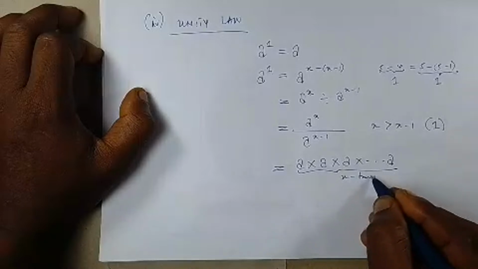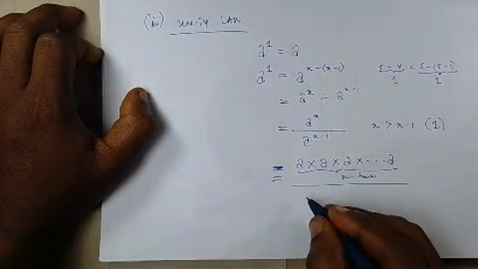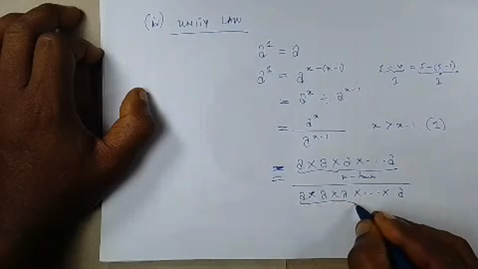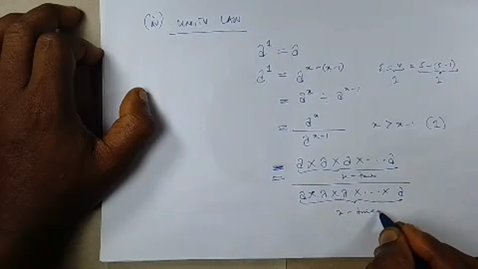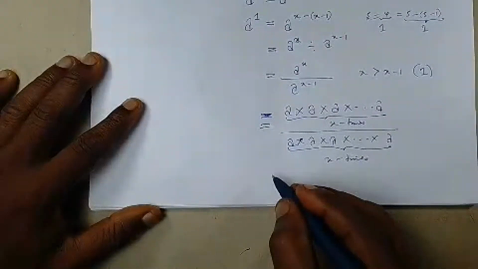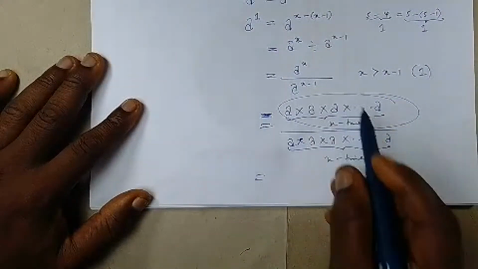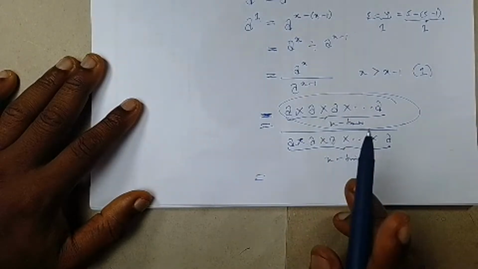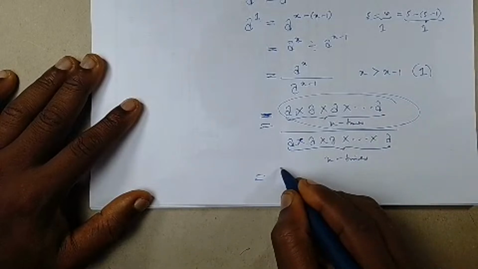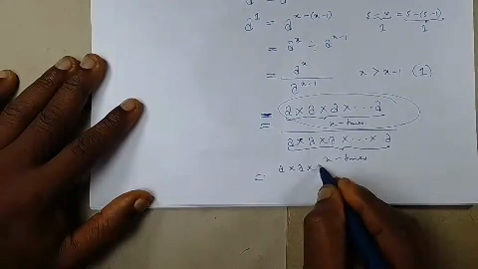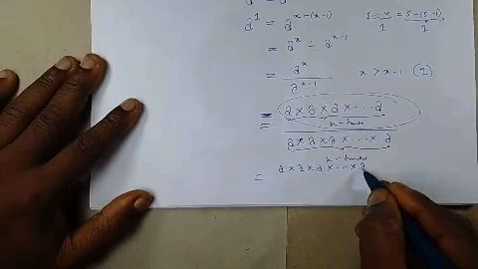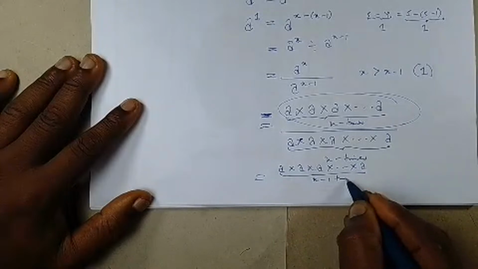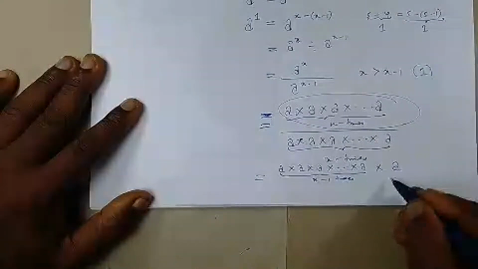and in the denominator what we have is a times a times a times ellipsis a, x minus 1 times. That is what you have in the denominator. Now if you proceed, you will notice that this numerator is greater than this denominator. The number of a's in the numerator is greater than the number of a's in the denominator by 1a. So I'm going to separate the a's in the numerator into two groups by saying a times a times a times ellipsis a is group 1 that contains x minus 1a, then times a.